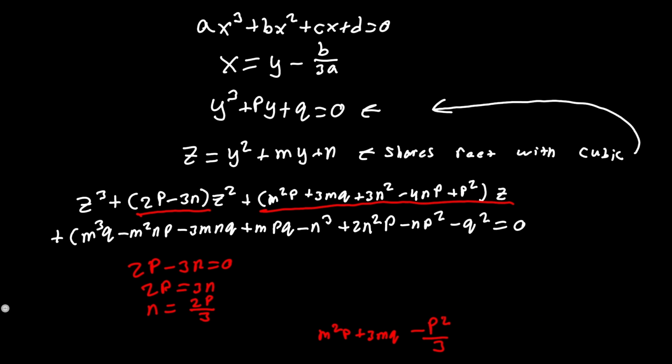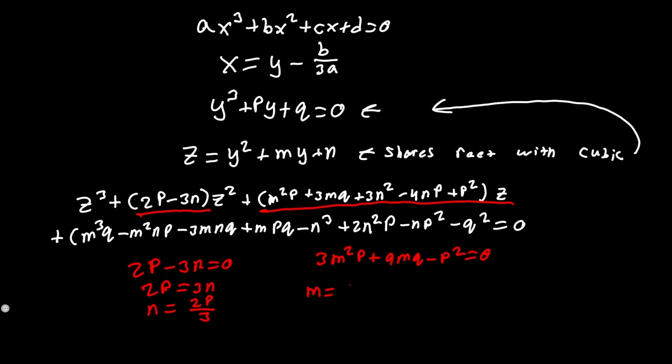Now you have to solve for m such that the linear z term becomes 0. So we have 3m squared p plus 9mq minus p squared is equal to 0. So now we simply just have to use the quadratic formula to solve for m.